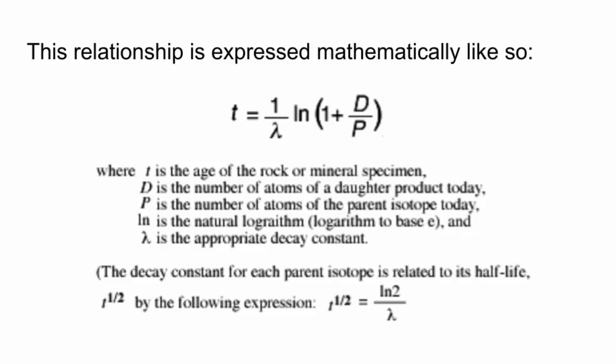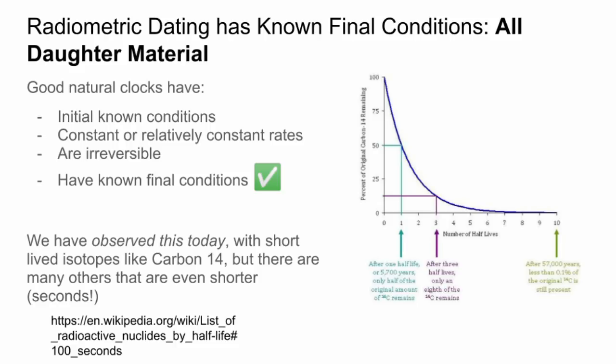And then finding the decay constant for a parent isotope is in that little equation at the bottom. So can we show that it has old daughter material at the end? Do we know the final conditions of radiometric dating? And yes, this is a pretty easy one to show because we observe it today all the time.